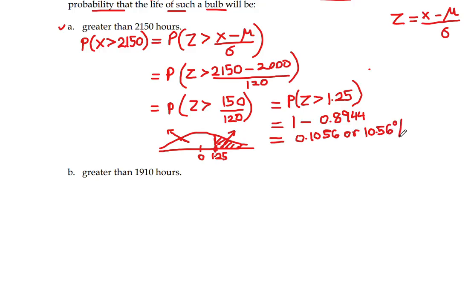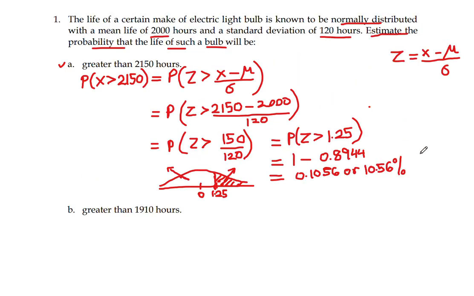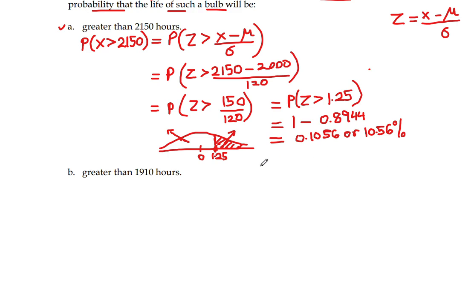So what this answer is saying is that there's a 10.56% chance that the life of a light bulb in this data set will be greater than 2,150 hours. Right? So that's how we solve this kind of problem.